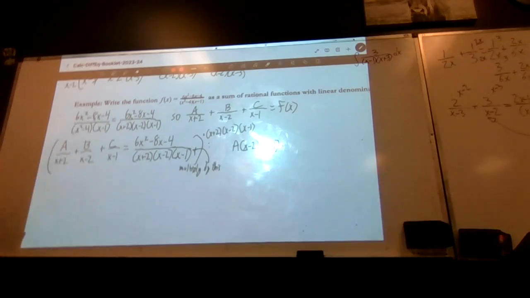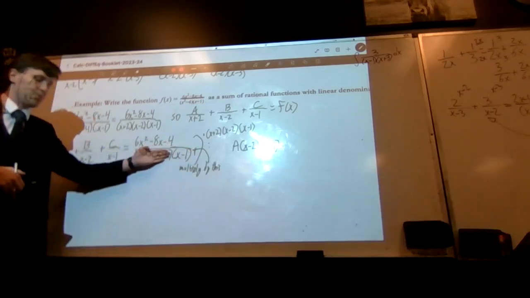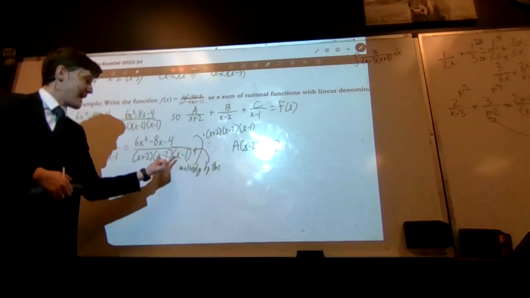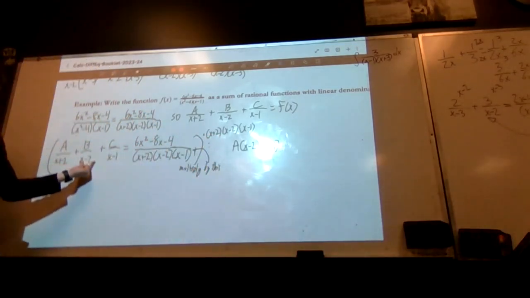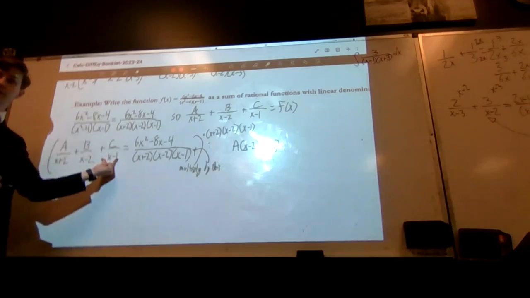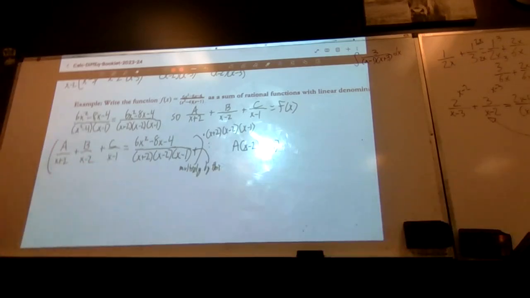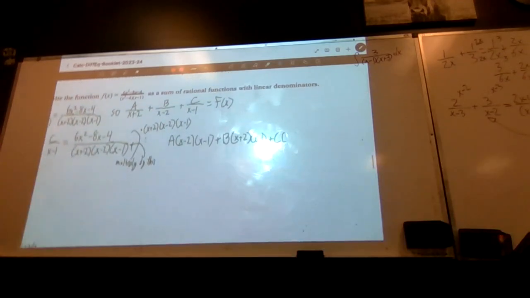What if they all cancel with each other though? So this cancels here completely, right? And then they cancel these. If you notice, this will cancel with x plus 2, this will cancel with x minus 2, and this will cancel with x minus 1. So we get A times x minus 2, x minus 1, plus B times x plus 2 times x minus 1, plus C times, parentheses are always rough with this, x plus 2 times x minus 2.